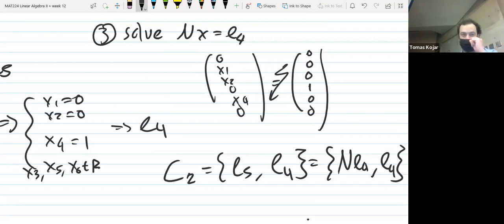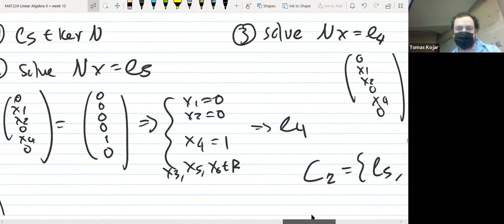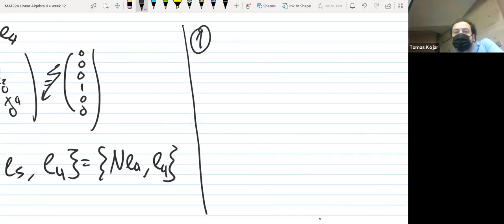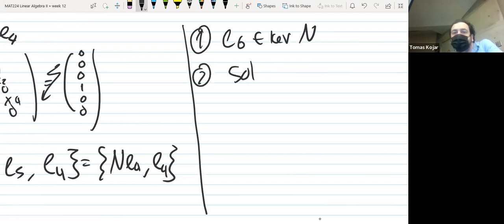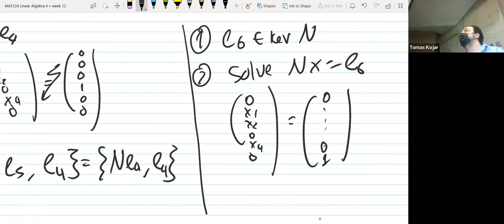Okay, good. Finally, I think the other guy was E6, right? So let's play this game one last time. E6 is in the kernel of n, and solve nx equal to E6. So this is 0, x1, x2, 0, x4, 0 equal to 0, blah, blah, blah, blah, 0, 1. Does this have a solution? No. Contradiction. So you terminate and you have a single cycle of just E6.